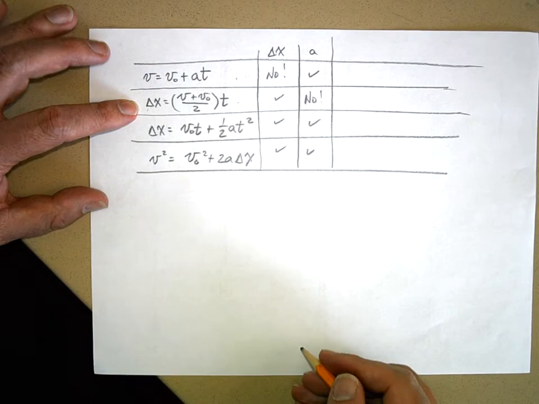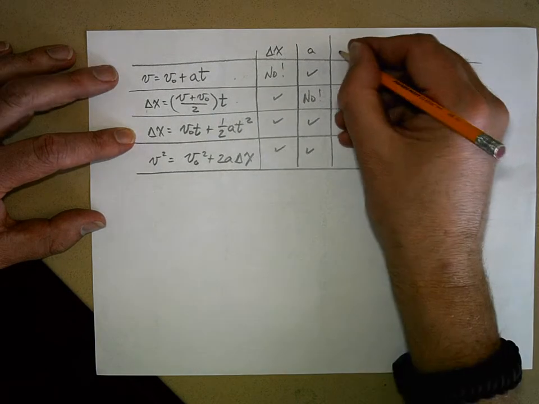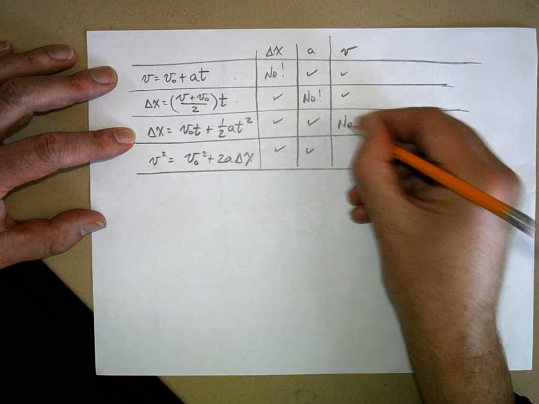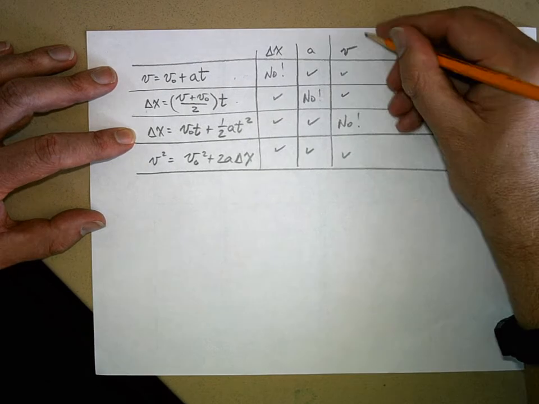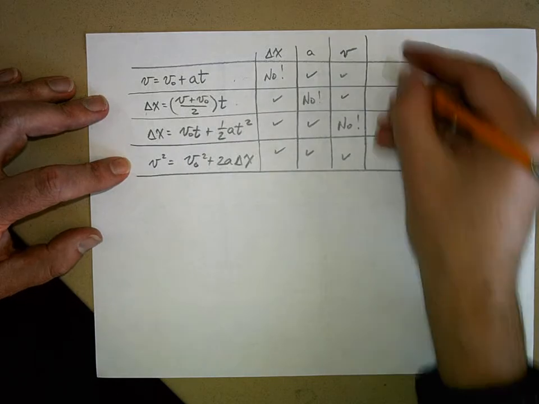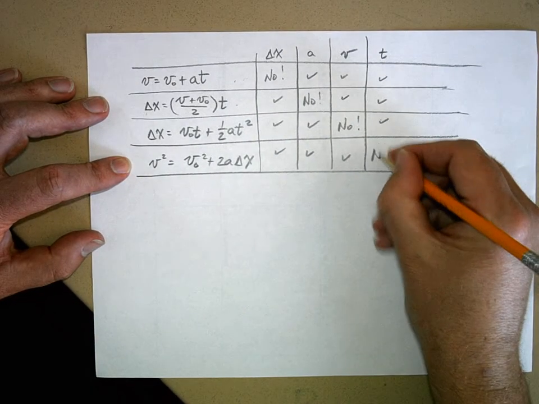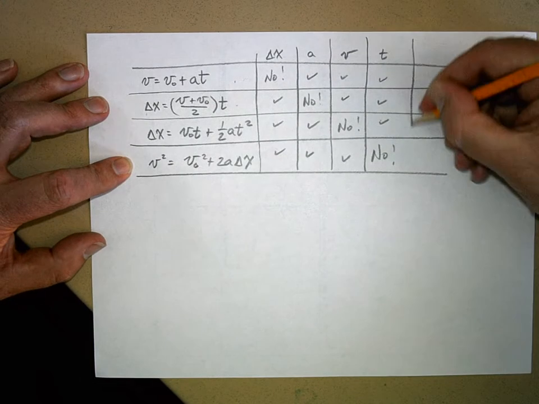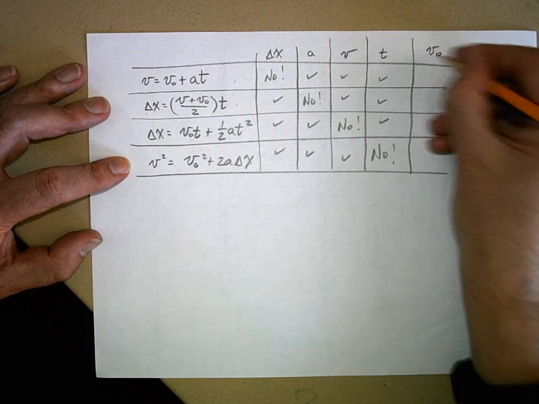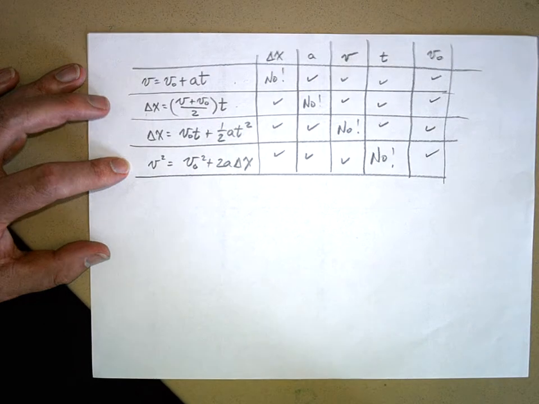What's missing from the third equation? V. Yes, yes. No, the final velocity is not in that equation. What's missing from this one? Time. So yes, yes, yes, no. What's in all of them? V naught. Yes, yes, yes, yes. You always have to know v naught if you're going to use these 4 equations.